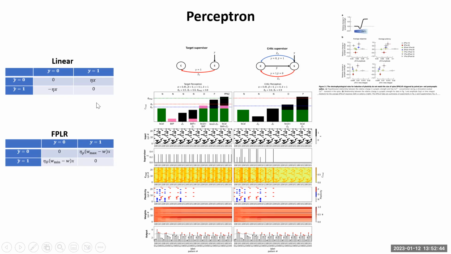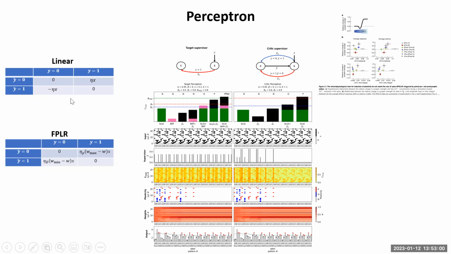This is the coup de grace over here. We want to show that you can implement perceptron learning with calcium, because that means if you can do the perceptron, then maybe you can do neural networks. Maybe backpropagation is still hard, but okay.